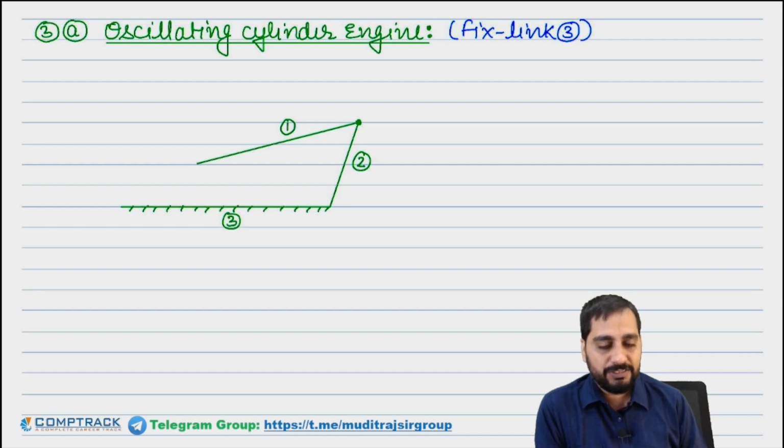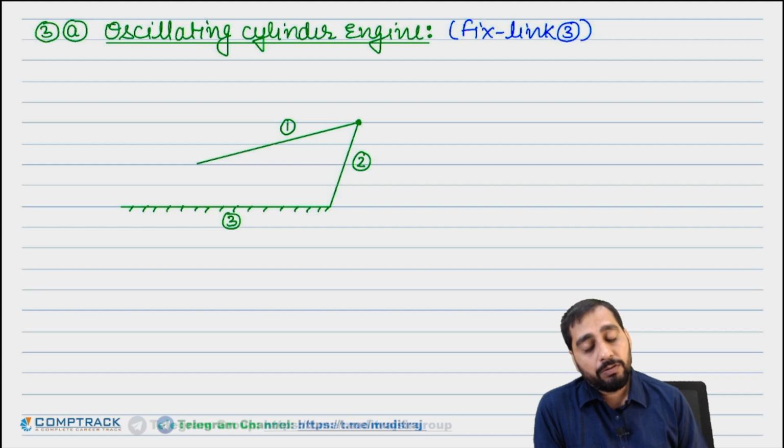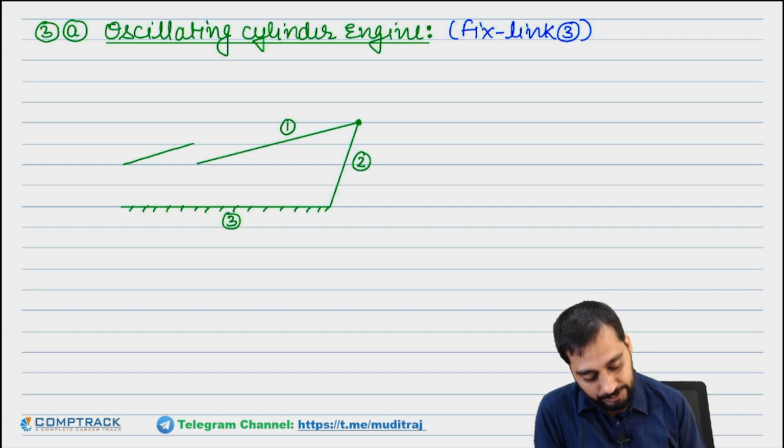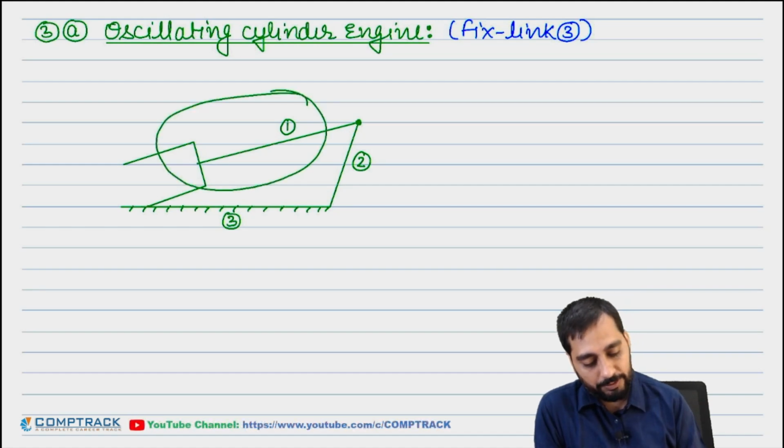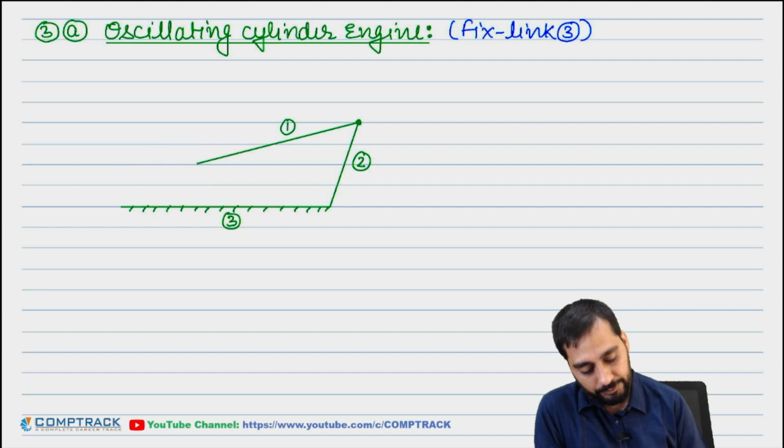Initially, the first link was fixed. So first was your cylinder, yes or no? In the first case, the standard mechanism, first was your cylinder. So this whole body is a single body. It will be like a cylinder like this. So this whole is link 1.